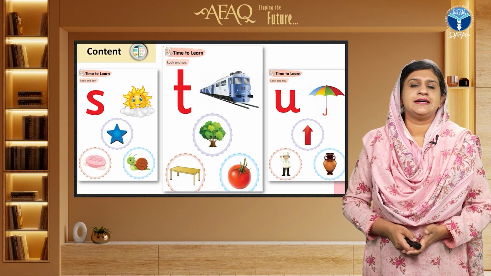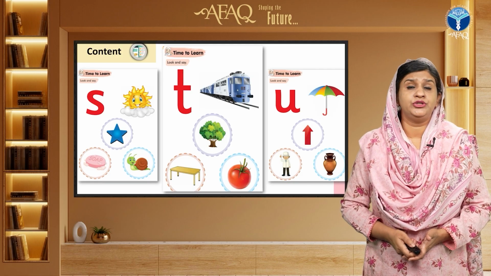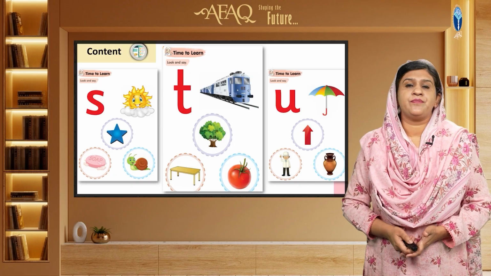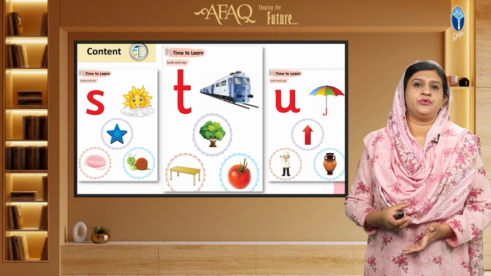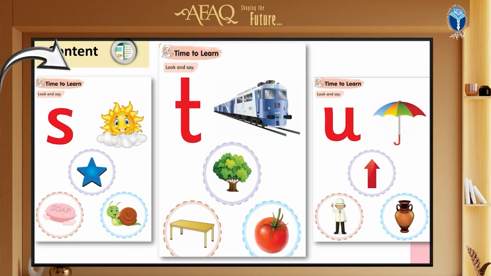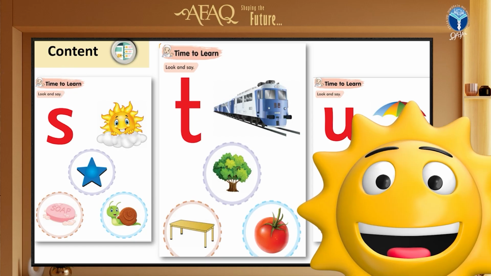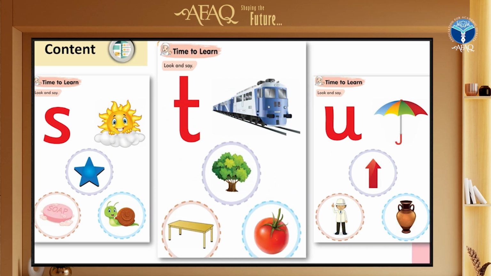It's S, S. I am blowing out air out of my mouth. You are not supposed to say "es". It's S, S. Short sound, and just blow out air from your mouth. And let's see what starts with the letter S. S, sun, S, star, S, soap, and snail. Snail is an insect.